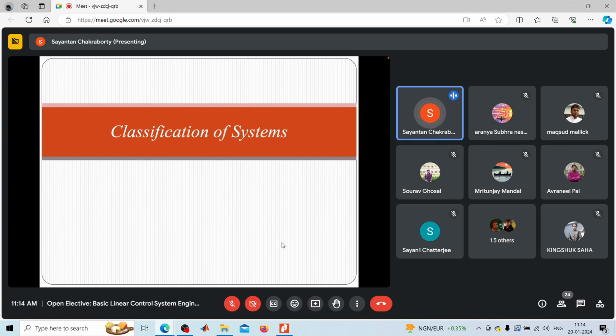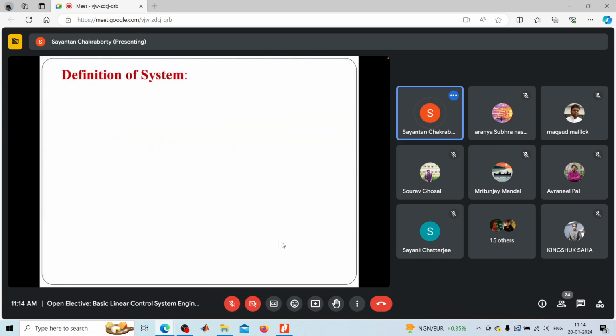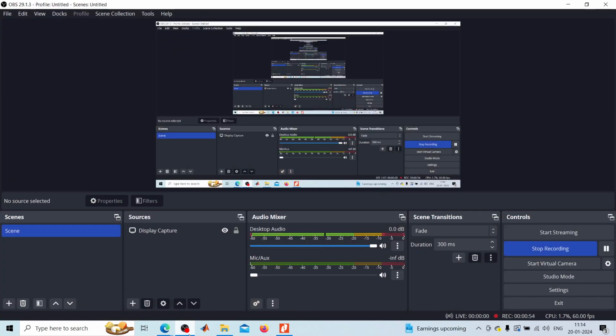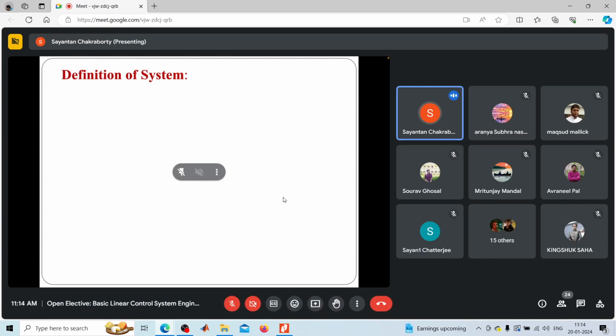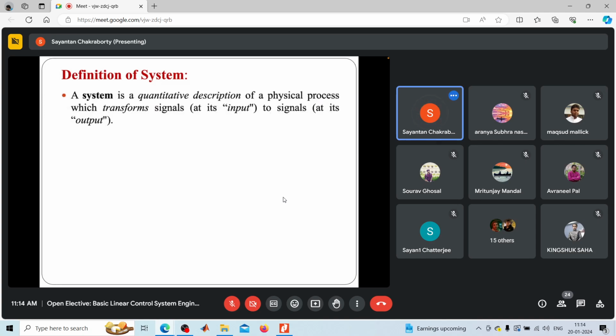So let us start with the basic definition of system. How do we define a system? We'll start first from a very broad point of view, then we'll concentrate on what a system is from an engineering point of view. To start with, what is the definition of a system? A system is regarded as a quantitative description of a physical process.